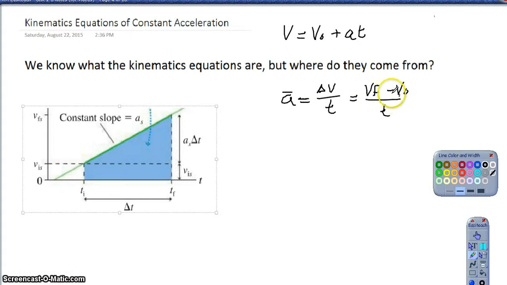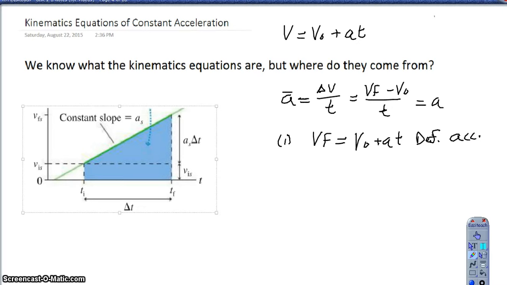If I take this equation, v final minus v sub 0 over t, and simply solve for my v final, I'd multiply both sides by t, I'd add the v sub 0 over, and I would get v final equals v sub 0 plus at. So that first of our three equations is really truly just the definition of our acceleration. Hopefully that one isn't too mind-blowing.